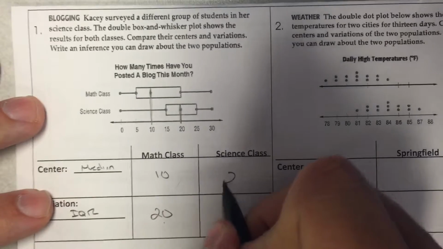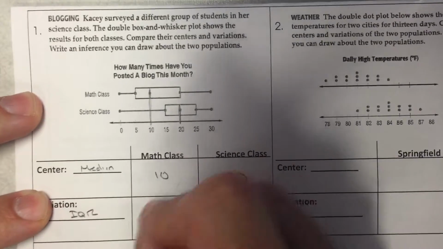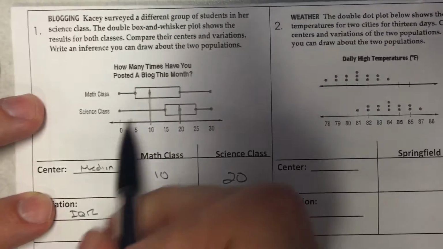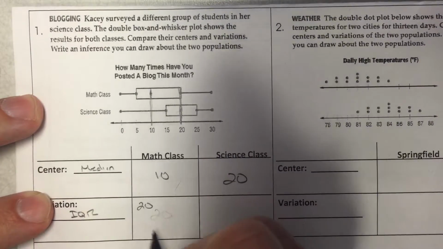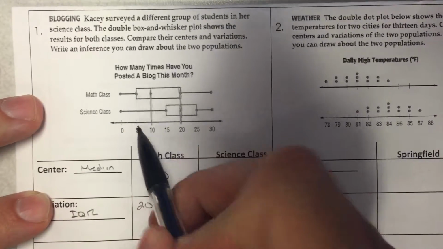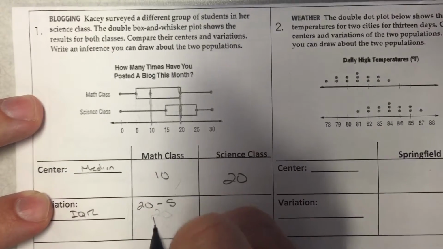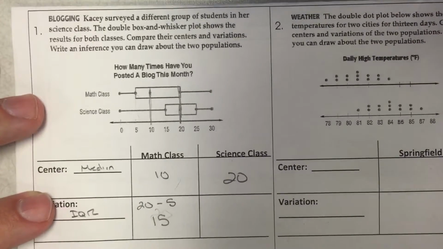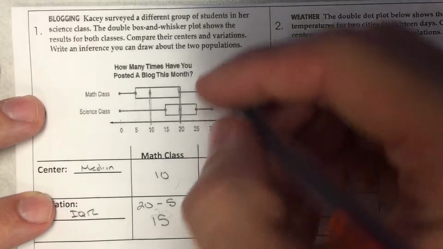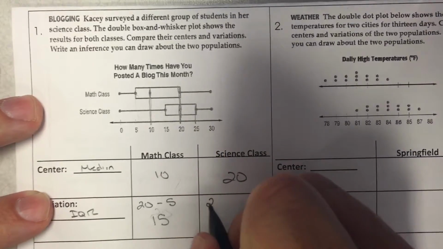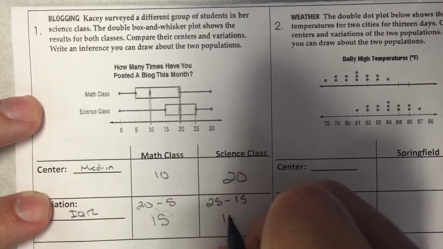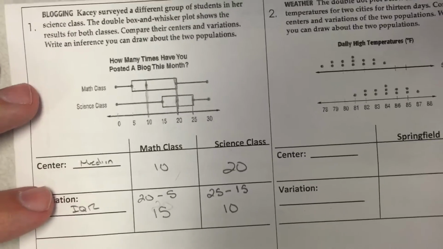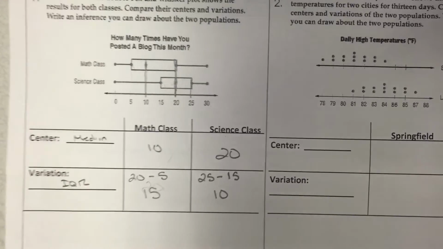Now, the interquartile range, I look, my upper quartile for math is 20 minus the lower is 5, so my interquartile range is a 15 here. In science class, it's a 25 minus 15, so that has an IQR of 10, that spread of 10.